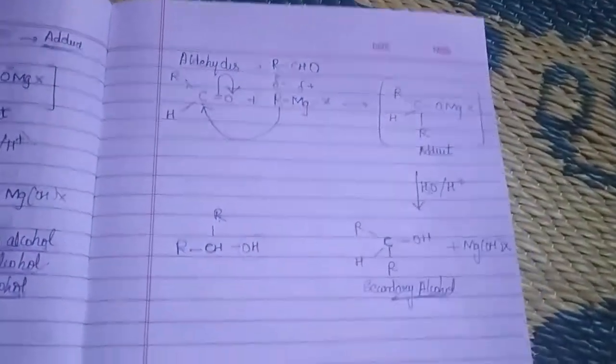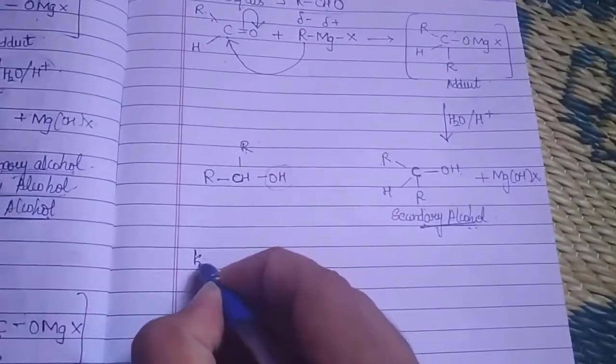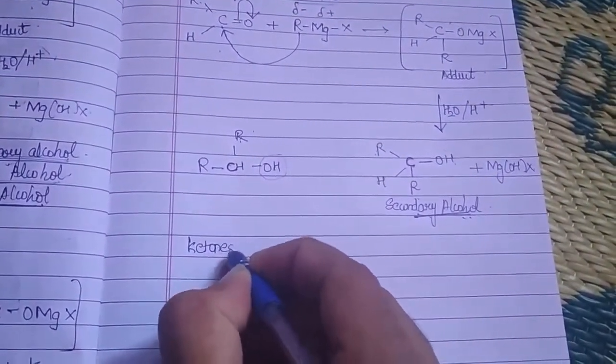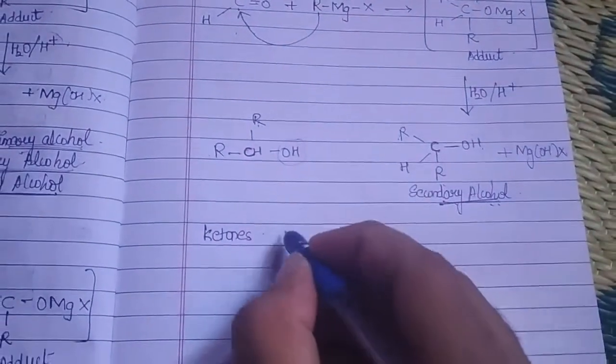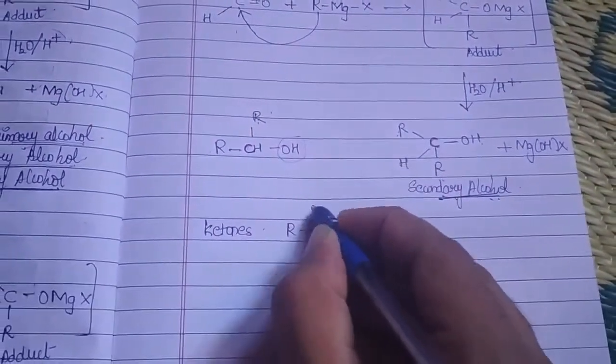Okay. Now let us check out ketones. Of course, you can now predict it. You know, for ketones, how can I write? Yes, R, C, double bond O and an R.